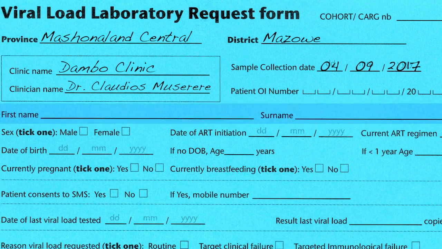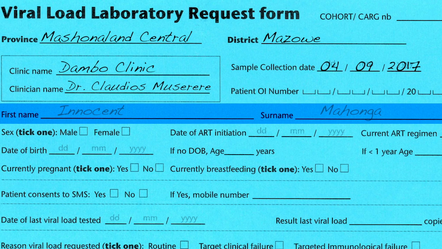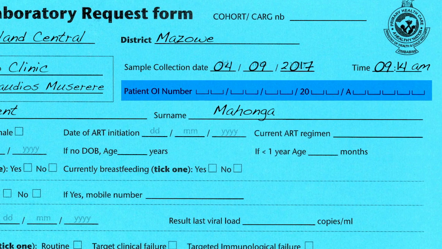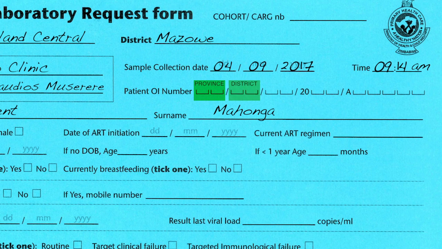In the first name and surname fields, write the first or given name of the patient and his or her surname or family name. In this example, the sample being drawn is for Innocent Mahonga. Write the patient's OI number in full. Be sure to include the province code, the district code, the facility code, the year, and the OI sequence number. Entering incomplete OI numbers will make it harder to identify which lab results are for which patient.